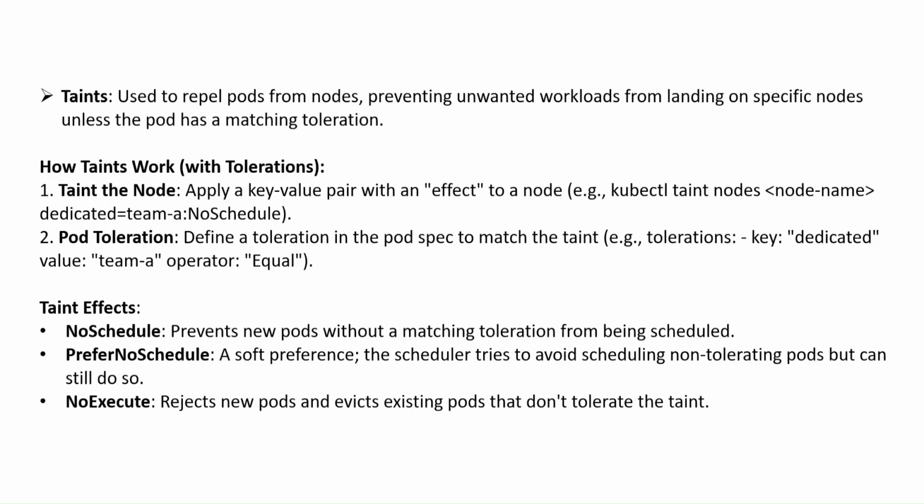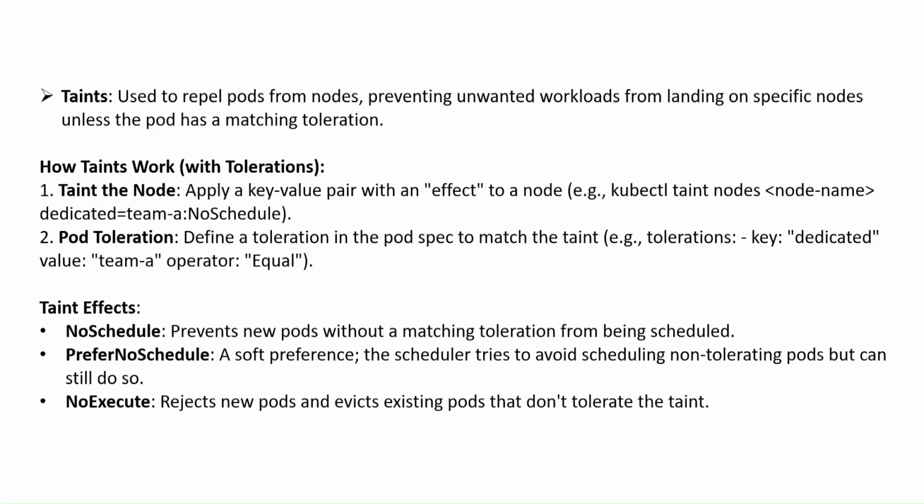The first step is you taint the node. Basically, you apply a key value pair with the effect to a node. For example, kubectl taint nodes, the node name, and then followed by the key value pair and an effect. Here it's NoSchedule.